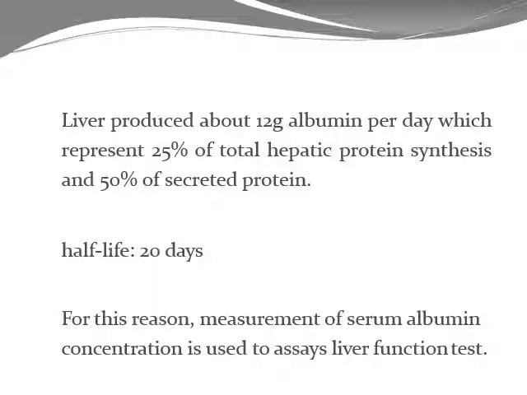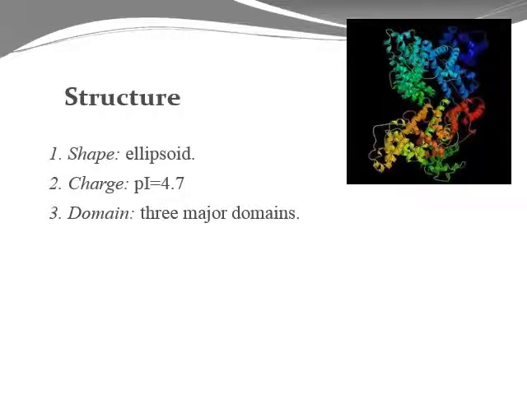As the majority of it is produced by the liver, in order to assess the liver function, we most commonly measure the serum albumin, because this gives us an indication about how well our liver is functioning. The structure of the albumin, as you can see in the image, is somewhat ellipsoid. It has a charge and also has three major domains in the structure.